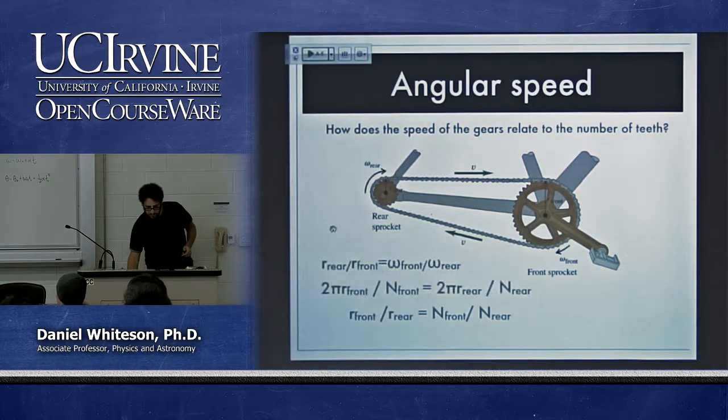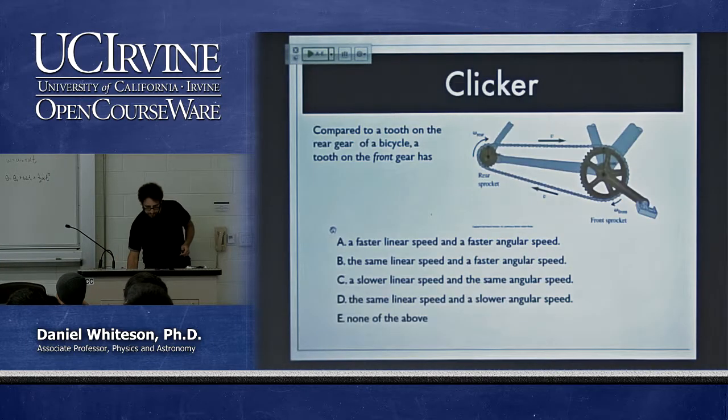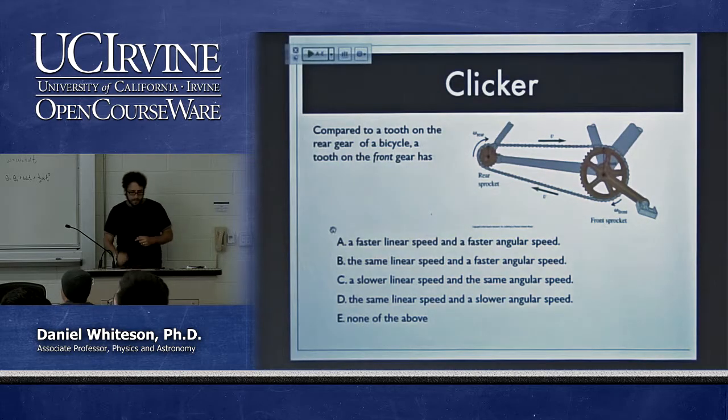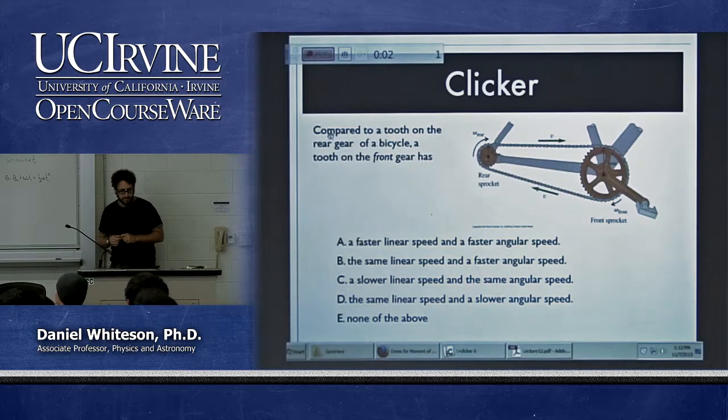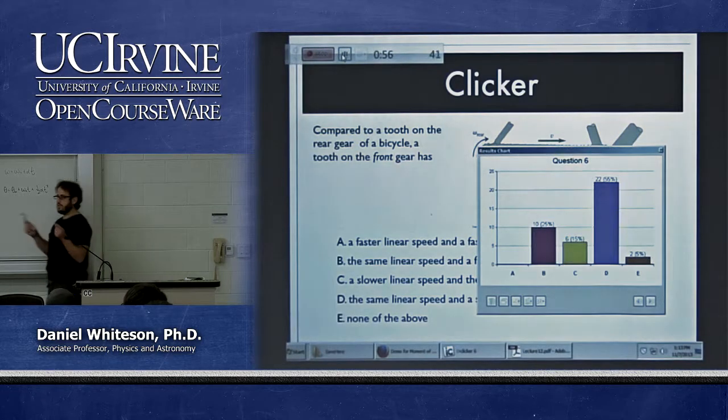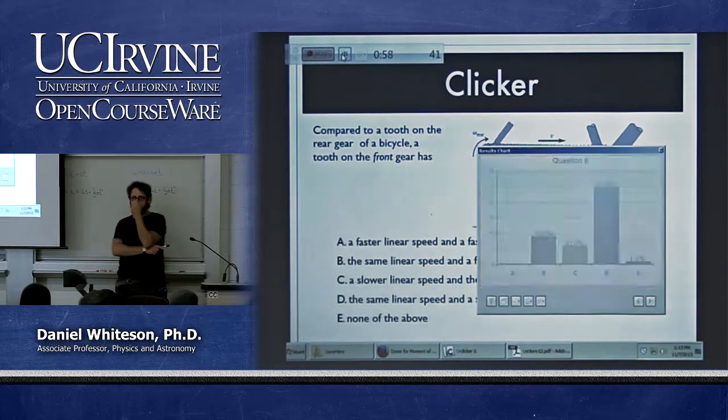Okay, do another one. Compared to the tooth on the rear gear of the bicycle, a tooth on the front gear has what in terms of linear speed and angular speed? All right, so discuss with your neighbors. Change your votes if you need to.